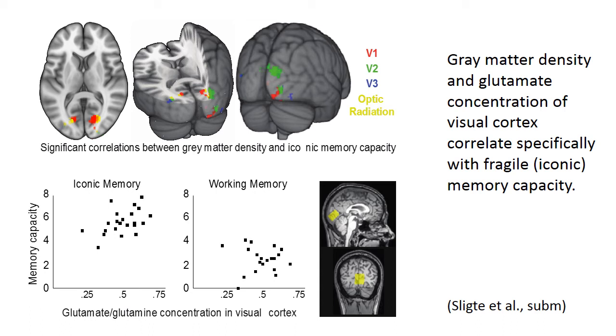We found that individuals with higher fragile memory capacities, here termed iconic memory, had higher gray matter densities in several parts of the visual cortex, as measured with voxel-based morphometry. These subjects also had higher concentrations of glutamate in visual cortex, as measured using spectroscopic MRI. Again, this did not correlate with working memory capacity.